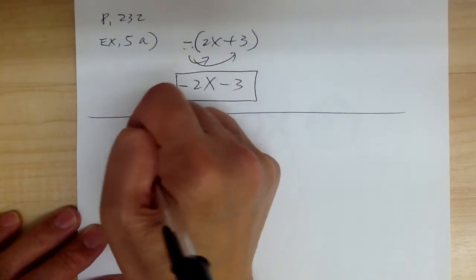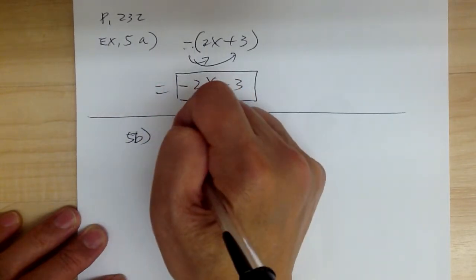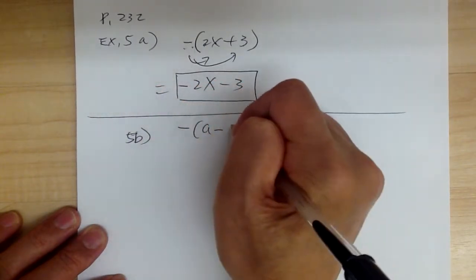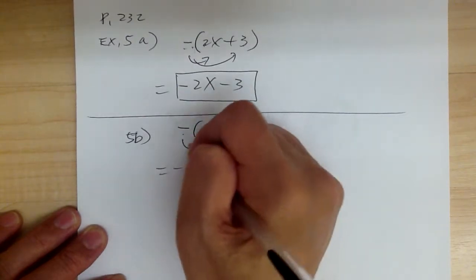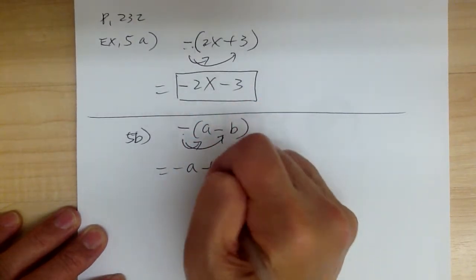Okay, let's go to B. Example 5b. You have negative times a minus b. So you can distribute. So negative times a is negative a. Negative times negative b will give you plus b.